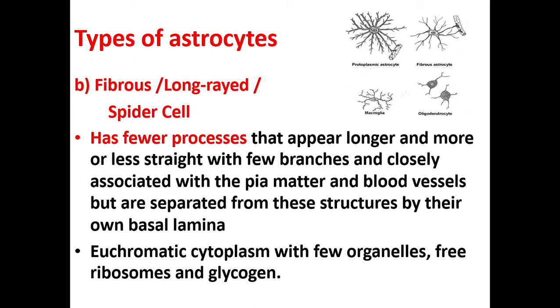The second type of astrocyte is the fibrous astrocyte, or long-rayed astrocyte, or spider cell. This type has fewer processes that appear longer and more or less straight, with few branches, and closely associated with the pia mater and blood vessels, but separated from these structures by their own basal lamina. The cytoplasm is euchromatic with few organelles, free ribosomes, and glycogen.